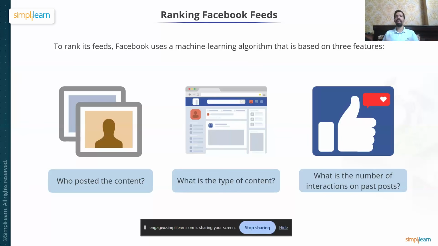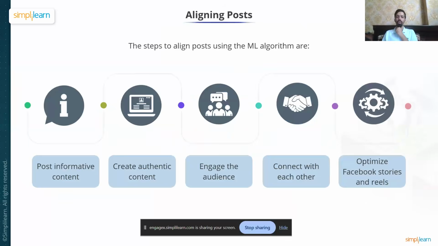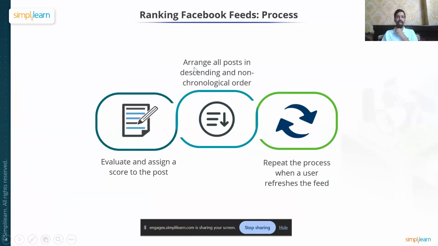It's not like simple AI-created content that you just put wherever you want. No, it has to be unique. So try to have this unique identity. So evaluate and assign a score to your post, very much important. Arrange all posts in descending order. Repeat the process when a user does.